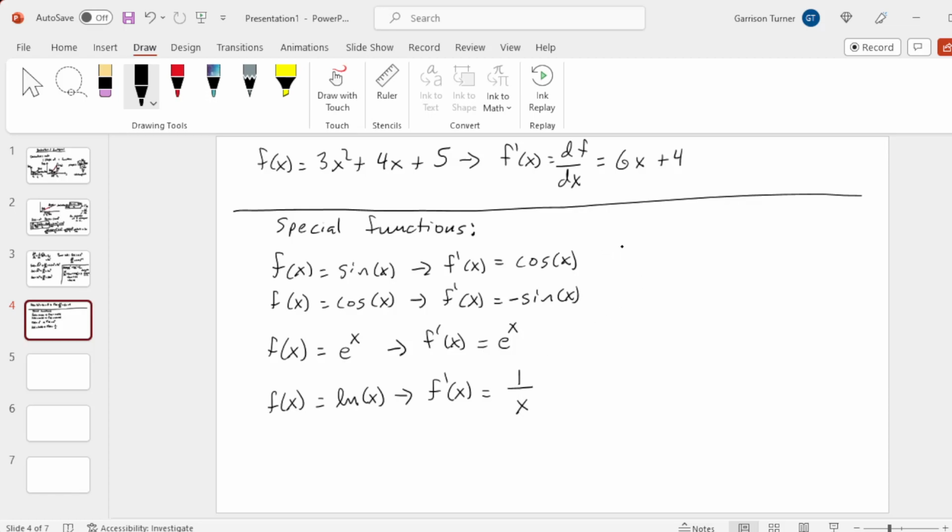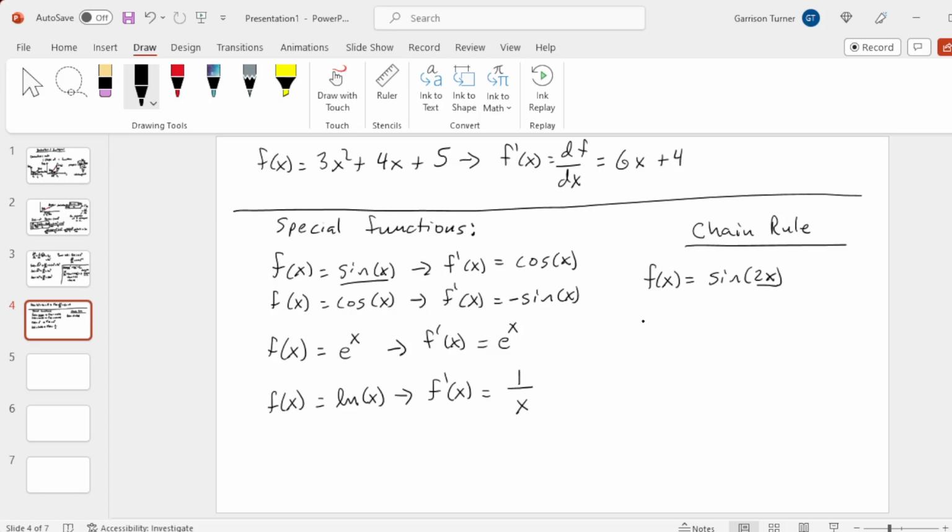Now, there's an extra piece of this called the chain rule. And the chain rule says, well, what if I have a composite function? Okay, so here we have something like this. Here I have a sine function, but I also have a function 2x. So this is a function within a function. How do I take the derivative of a function within a function?